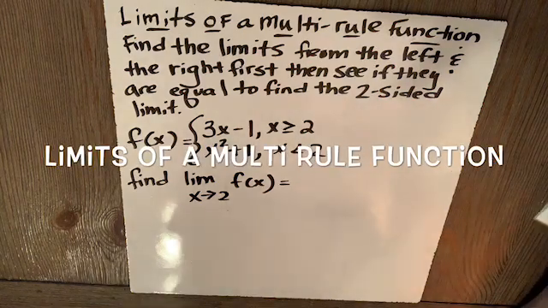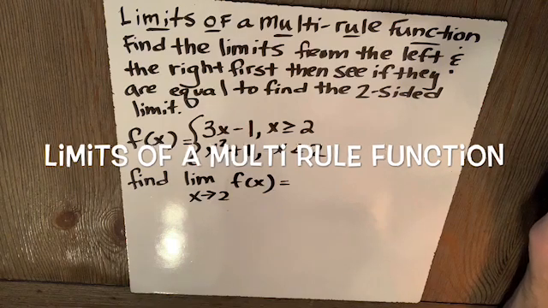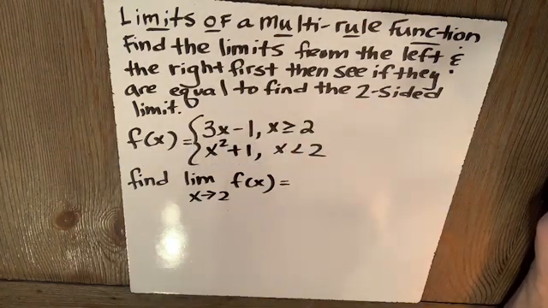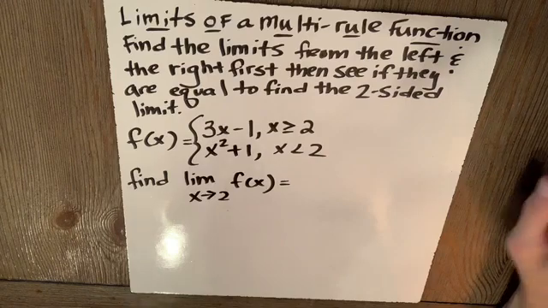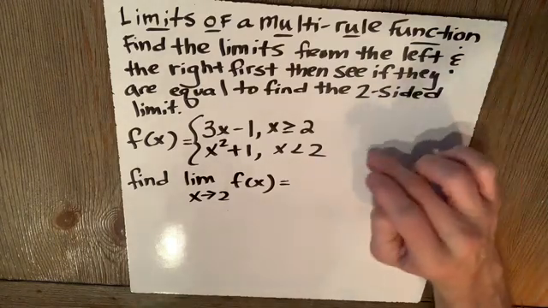Limits of a multi-rule function. Find the limit from the left side and the right side first to see if they are equal to find the two-sided limit. So I have a piecewise function, also known as a multi-rule function.